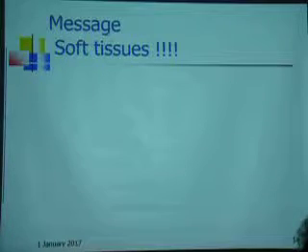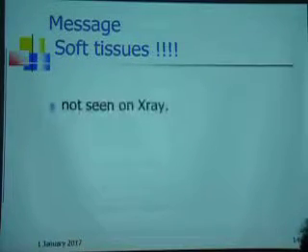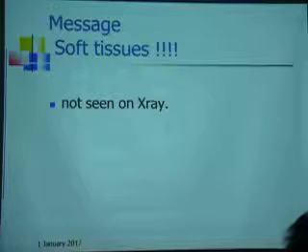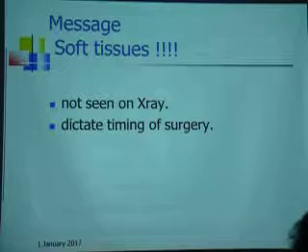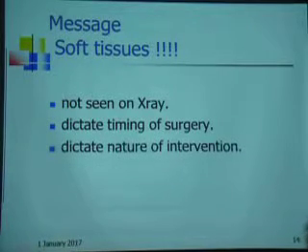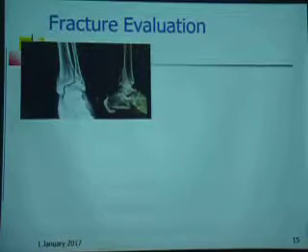Soft tissues and soft tissues. Pilon fracture is everything about soft tissues. What is not seen on X-ray is soft tissues, but that is most important. They dictate the time of surgery. They dictate the nature of intervention.